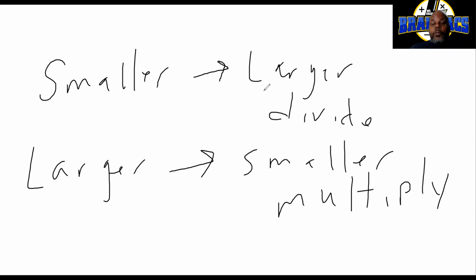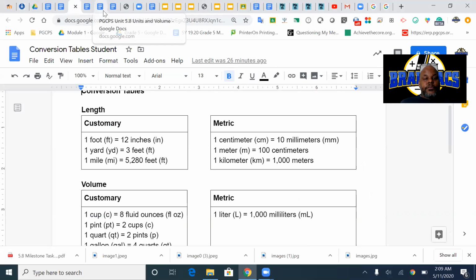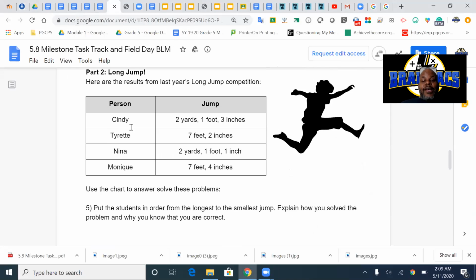All right, so we're going to practice this just a little with a couple of problems. You ready? So let's view our board and let's look at some problems. So Cindy jumped 2 yards, 1 foot, and 3 inches. So let's change her to inches. Cindy was 2 yards, 1 foot, 3 inches.